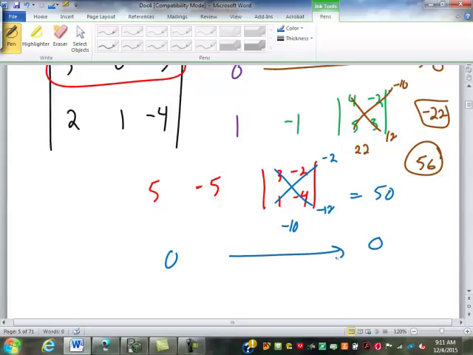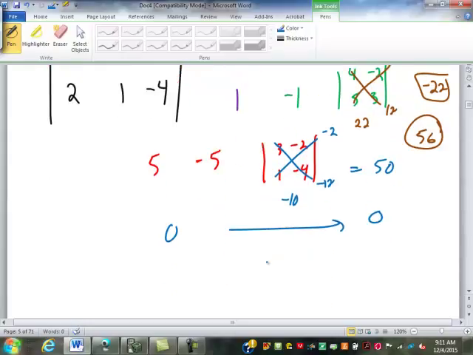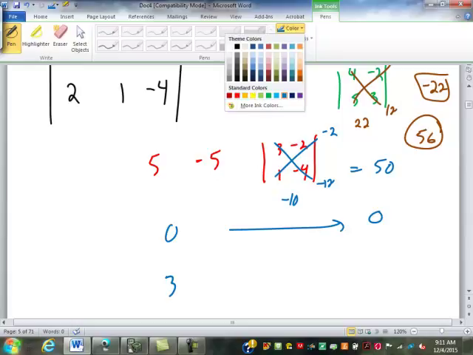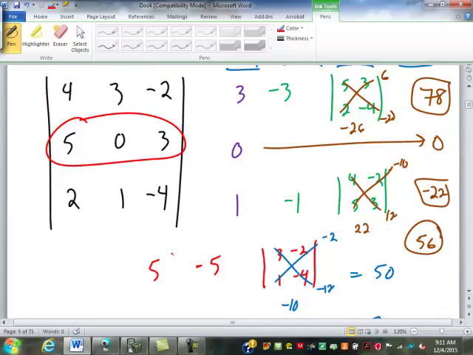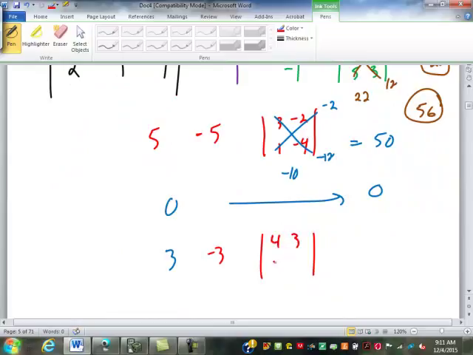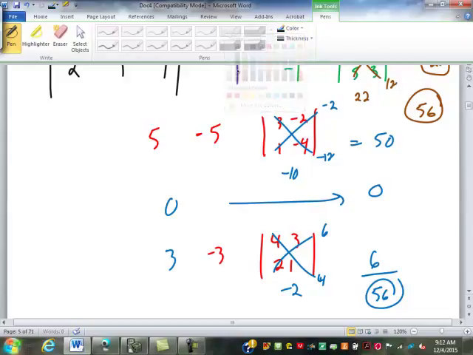0 is a 0. Expanding around the 3 has a cofactor of negative 3 because it's in row 2, column 3, adds up to 5. Its minor for the 3 is 4, 3, 2, 1. This is 4. This is 6. 4 minus 6 is negative 2. Negative 3 times negative 2 is a positive 6. 50 plus 0 plus 6 is 56. You catch your mistake, Dale? Yep. Okay. What do you think?